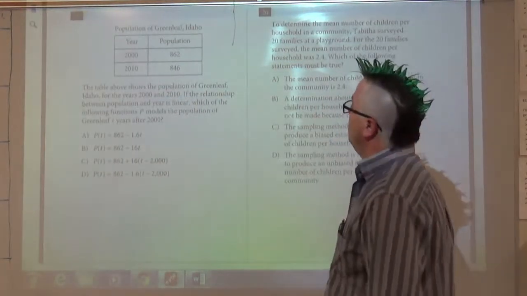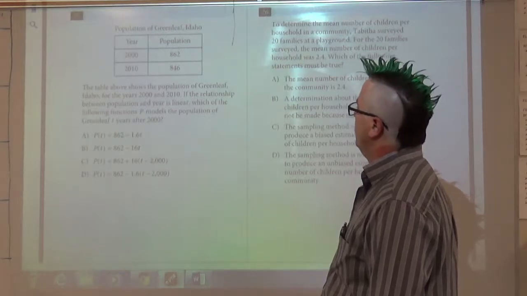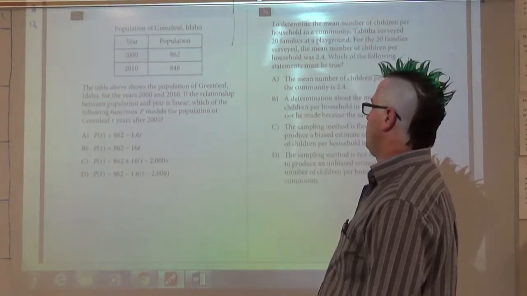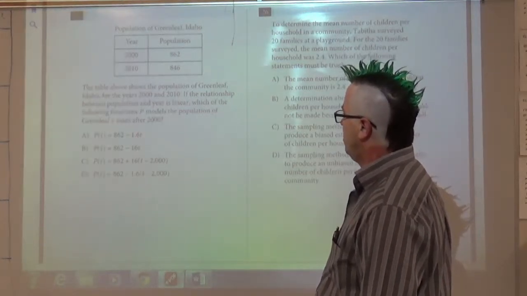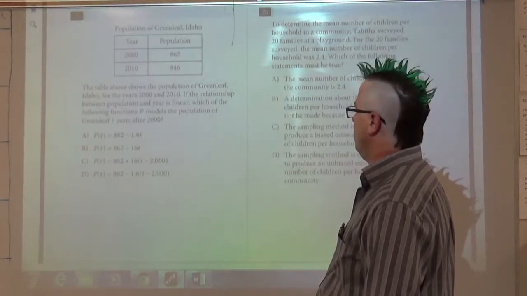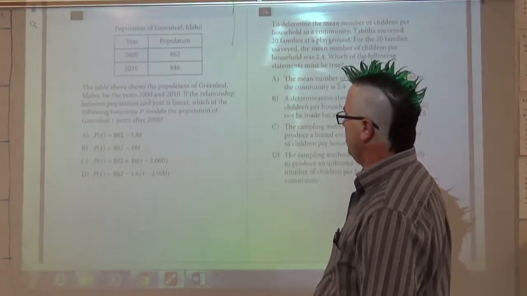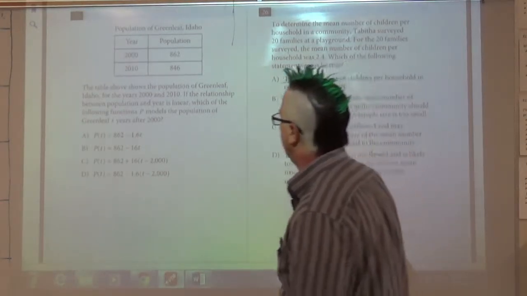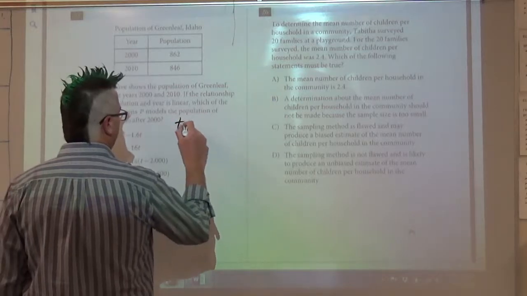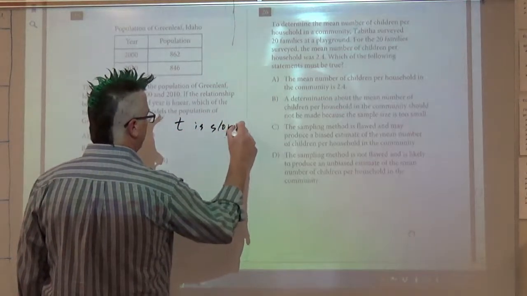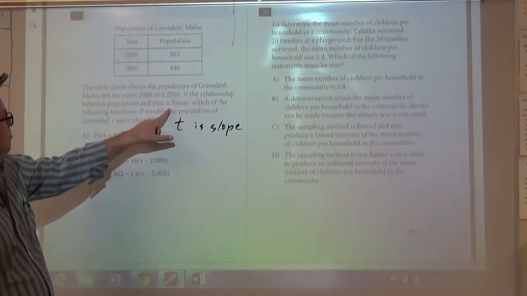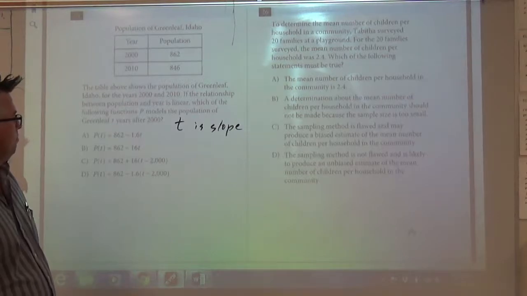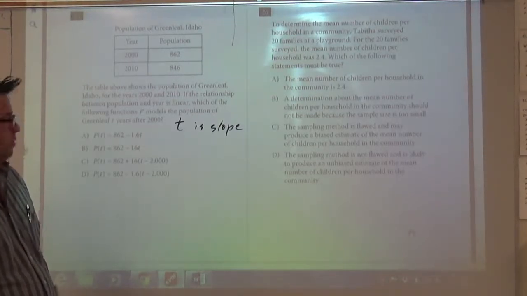Alright, for 25. Population in Greenleaf, Idaho. The table above shows the population of Greenleaf, Idaho for the years 2000 and 2010. If the relationship between population and year is linear, which of the following models the population of Greenleaf T years after 2000? Alright, so T is slope. They said it's linear. So we need a linear equation.